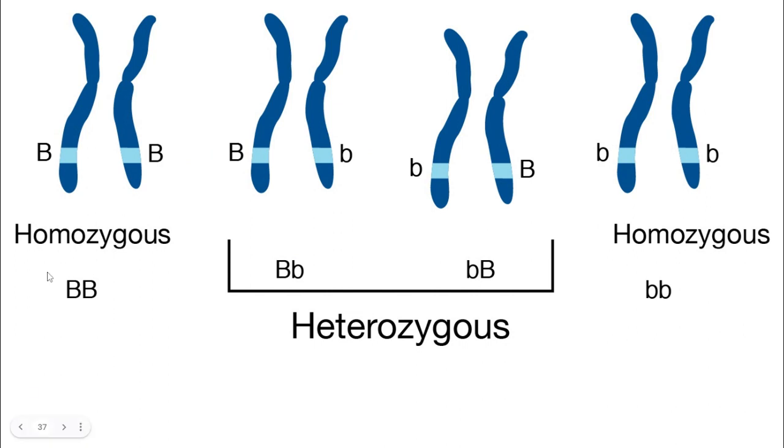So homozygous is when they are the same. If you look here, we have two capital B's. So this would be homozygous. They are exactly the same trait. And over here, homozygous again, but this time they're both lowercase b's. Heterozygous would be when they look different. So we have a capital B, lowercase b, which is indicated here, or a lowercase b, capital B.